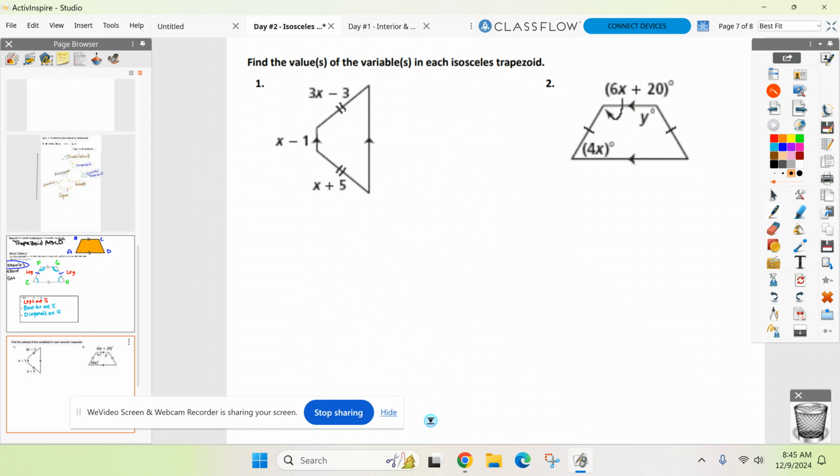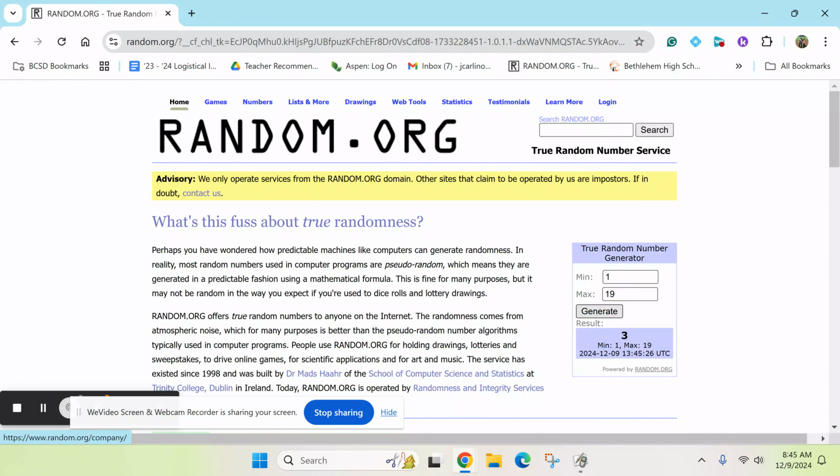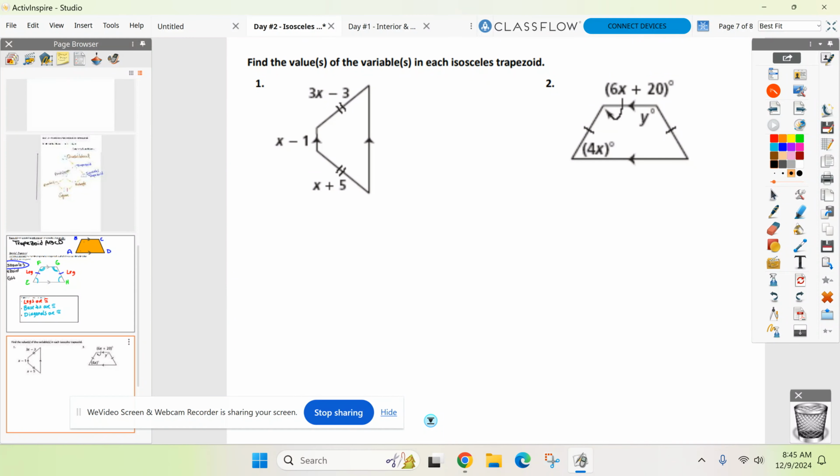These are both isosceles trapezoids. Just find the value of the variables. How are you going to solve for x in the first one? What equation do you want to set up to solve for x? I put 3 up there to mess with your mind because you only need 2 in the equation. Remember, isosceles trapezoid, legs are congruent. Juliana, what do you want me to set up? 3x minus 3 equals x plus 1. I don't need the other expression. Legs are equal. Legs are congruent in an isosceles trapezoid.